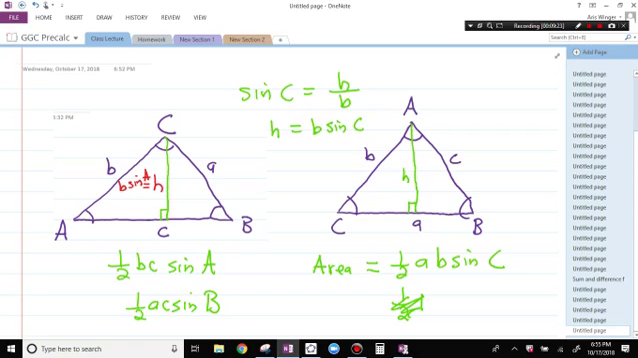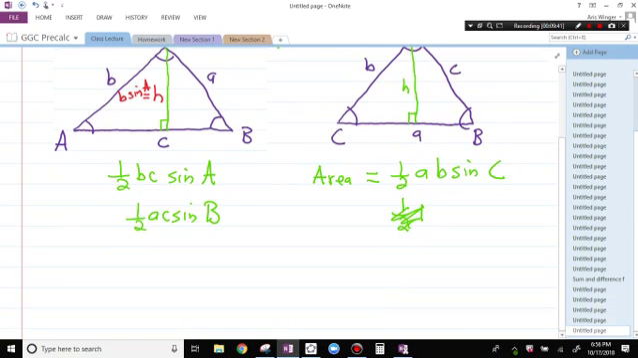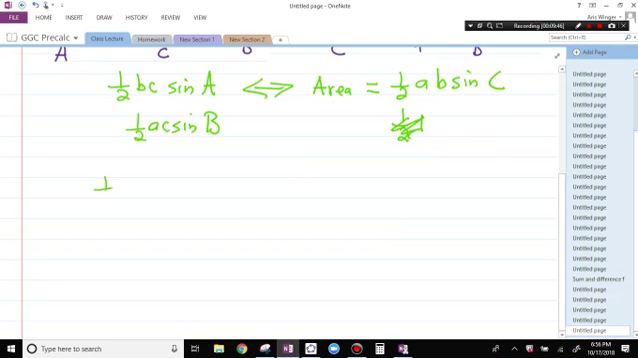And from this, we'll get the law of sines. I'm going to set them all equal to each other, and then we'll be able to relate angles and sides. All of those are just different ways of calculating the area of the same triangle. They all have to be equal. I'll just do the first one. I'll set these two equal to each other. So 1/2 BC sine A equals 1/2 AB sine C.